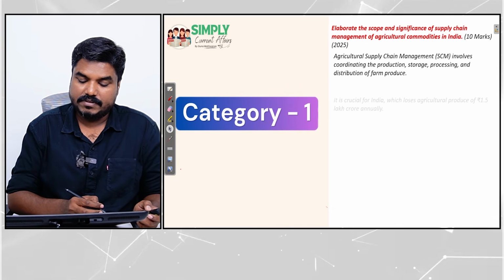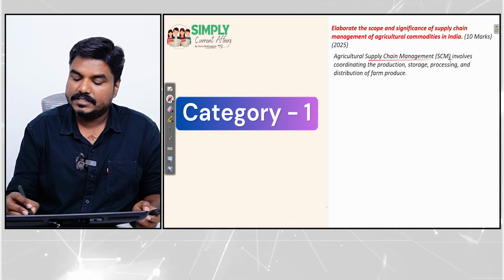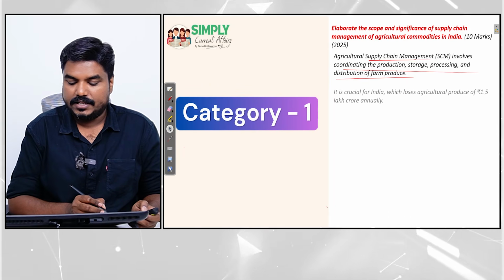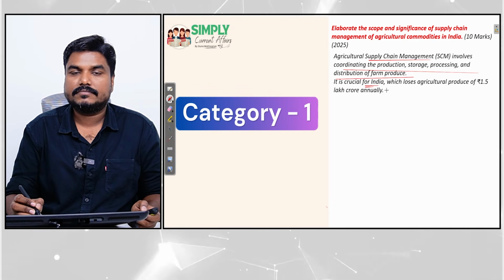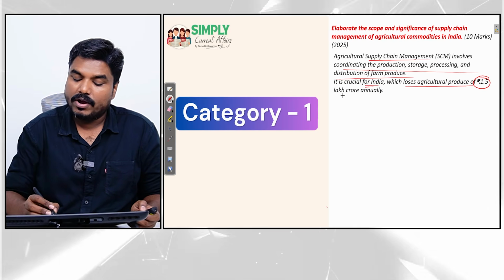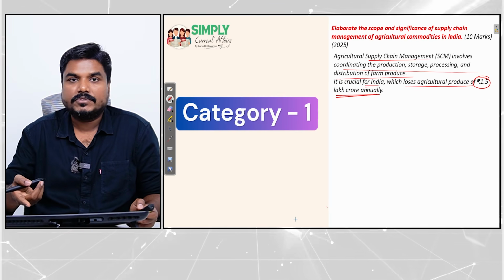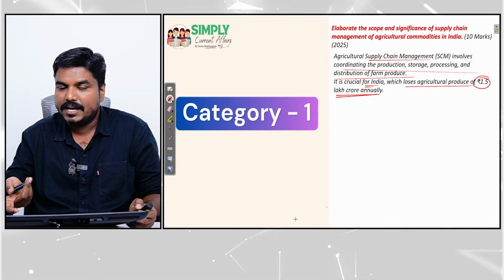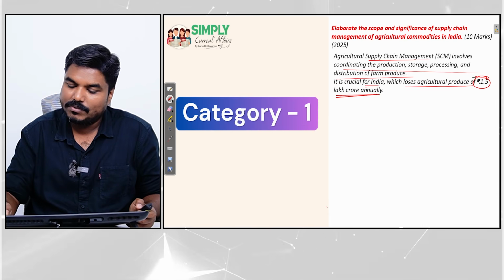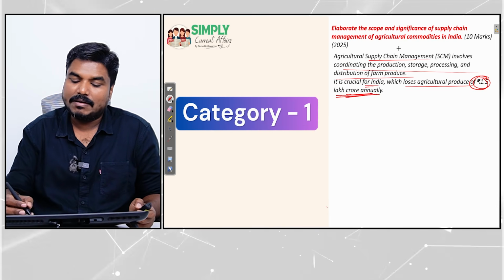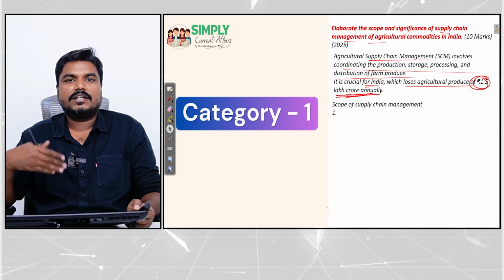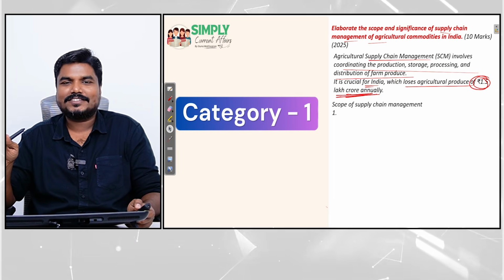So look at the model introduction which I am giving. Agricultural supply chain management involves coordinating the production, storage, processing and distribution of farm produce. It is crucial for India, which loses agricultural produce worth 1.5 lakh crore annually. So this context also highlights the linkage with the question, because India loses 1.5 lakh crore of farm produce annually. So supply chain management is going to be very, very important for India. From here, you can start writing the subheadings and fill the answer.